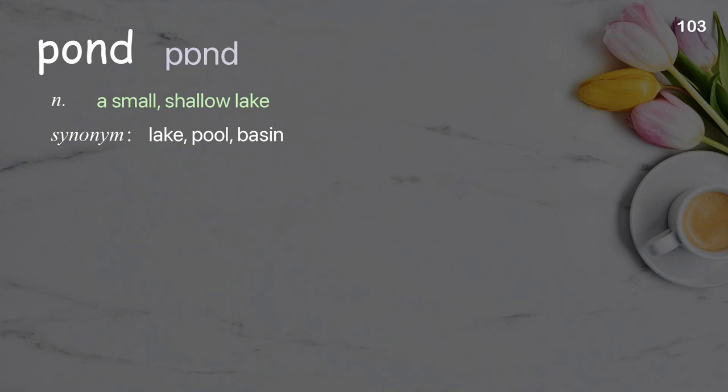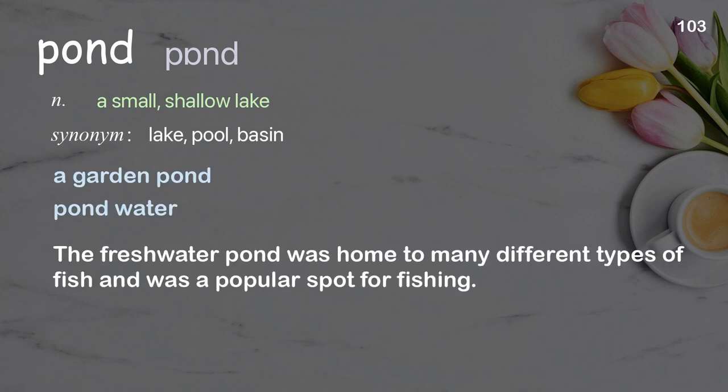Pond: a small, shallow lake. Examples: A garden pond. Pond water. The freshwater pond was home to many different types of fish and was a popular spot for fishing.